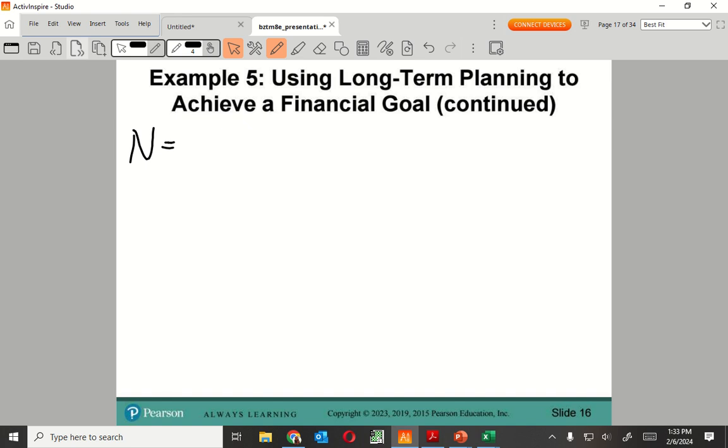How often do I make my payment? How often do I make this payment? Monthly. Monthly, so that's going to be 12 times a year, right? Yeah. For how many years? 5 years? Is it 5? So 5 times 12? 60.